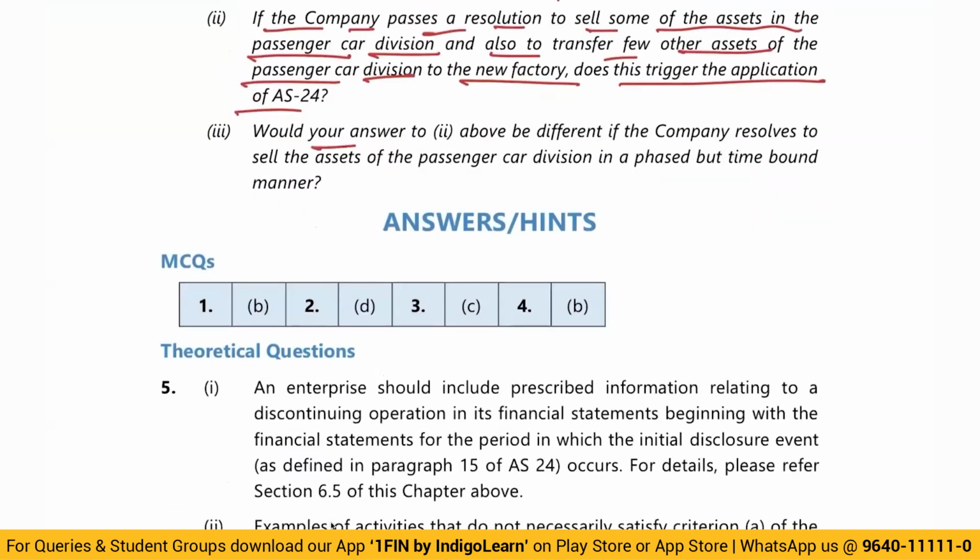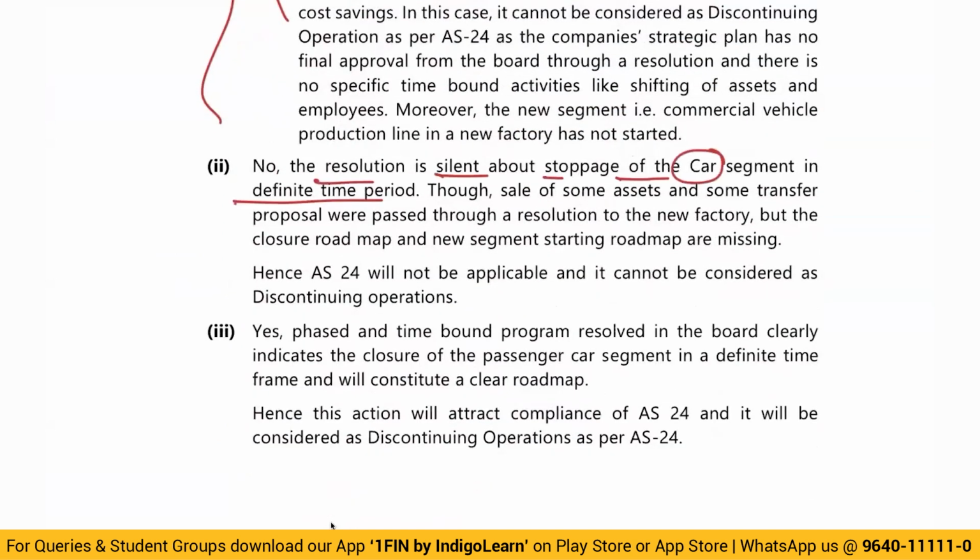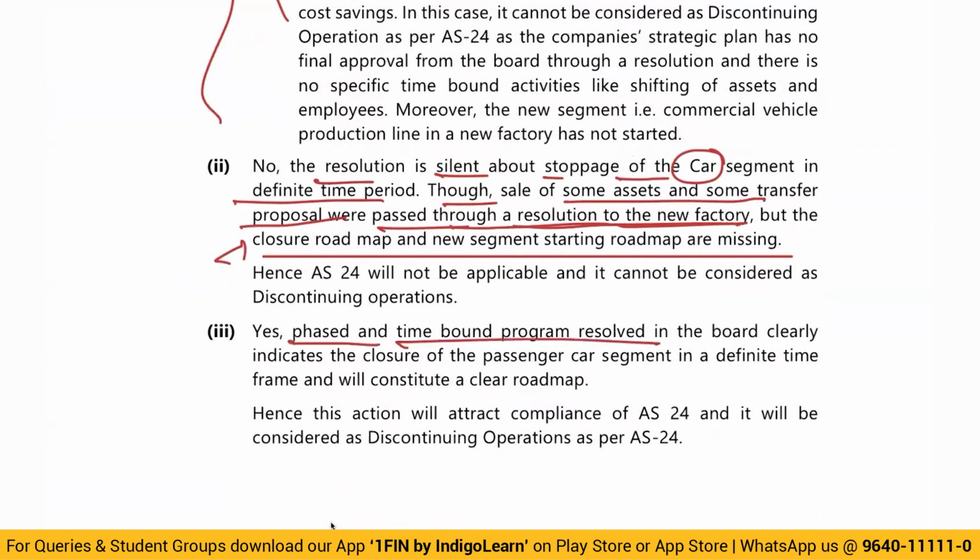Okay. Would your answer be different if the company resolves to sell the assets of the passenger car division in a phased but time-bound manner? So if you have a time-bound sale, and if there is a formal plan, then it can be AS 24 covered. The resolution is silent about the stoppage of the car segment in a definite time period. Though sale of some assets and some transfer proposal were passed through a resolution to a new factory, the closure roadmap and new segment starting roadmap are missing. So closure is very important. In the third case, there is a phased and time-bound program resolved.